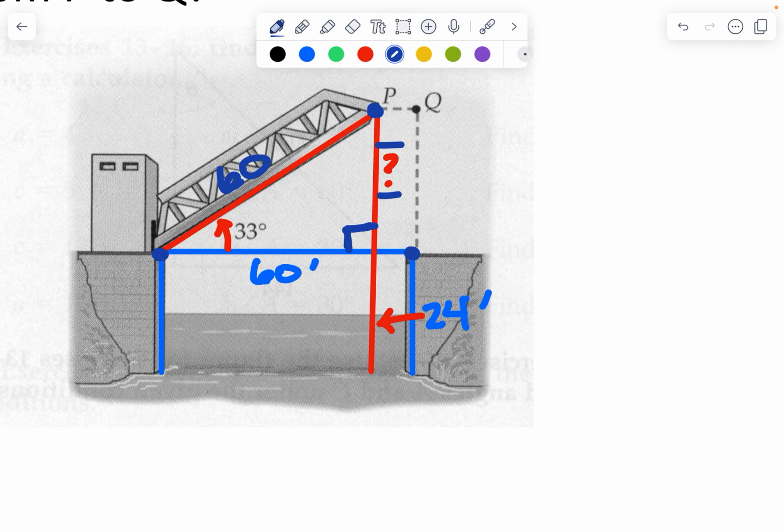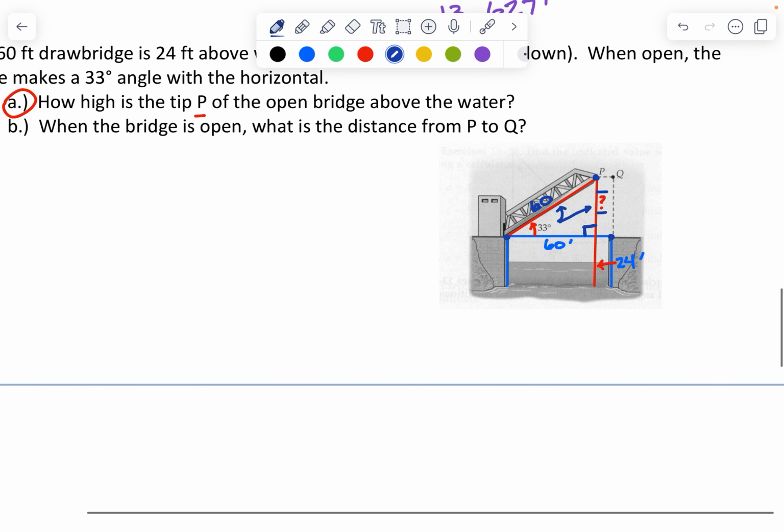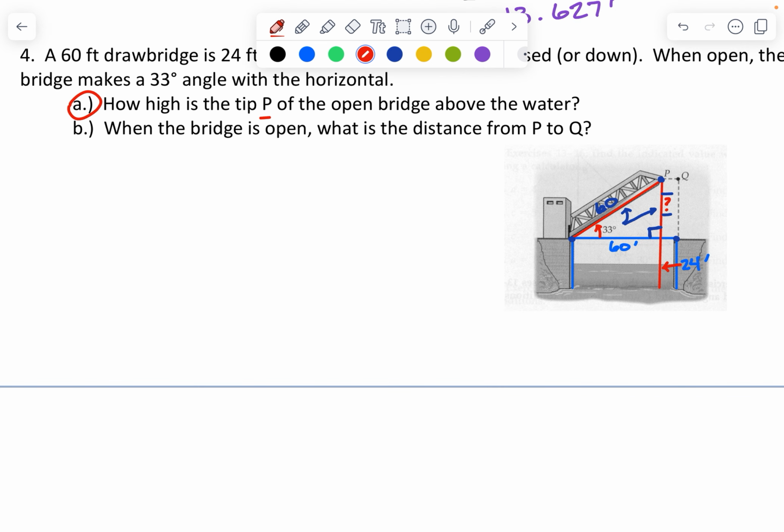And from our 33-degree angle, we are looking for the opposite, and we have the hypotenuse. That means we're going to use sine. So we could say that the sine of 33 equals a number I don't know, but I want to know, over my hypotenuse of 60. So we'd multiply both sides by 60. And when this bridge is up in the air, the opposite side is 32.678 feet.